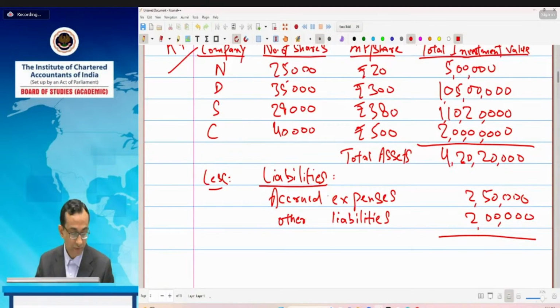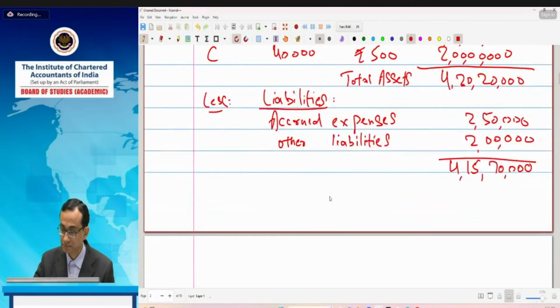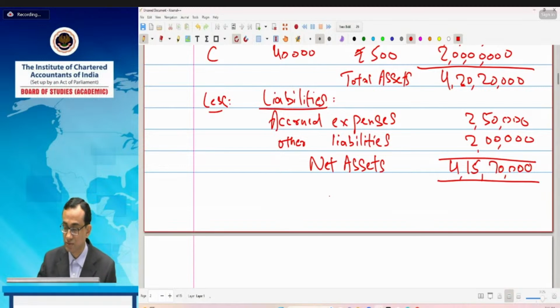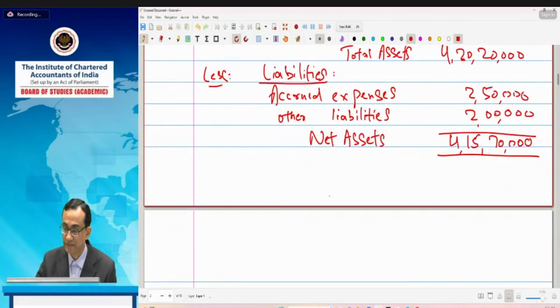Now calculate it. Total assets less liabilities will be the net asset value. So 4 crore 20 lakh less 50,000 less 2 lakh. So it is coming to 4 crore 15 lakh 70,000. It is the net assets, total net asset value. You can also put it that way.